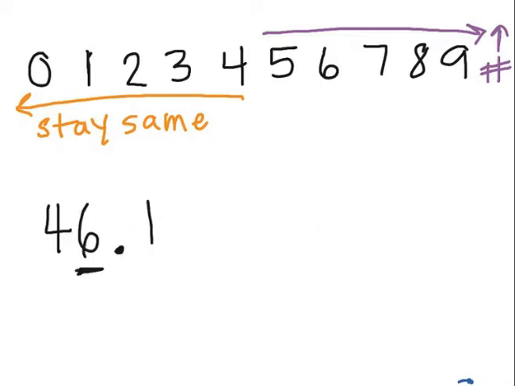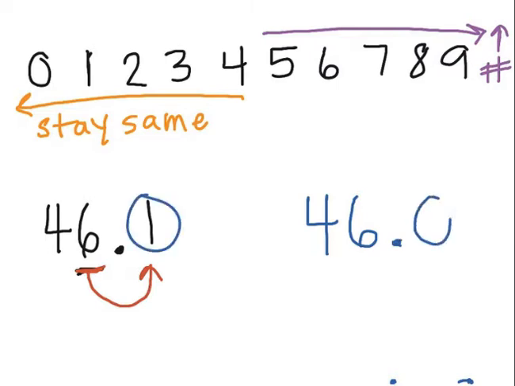Let's do the same thing now, but we're going to use decimals. And look at what place value is underlined, and it's the ones place. So I know that I'm going to look at my 1 to see what my 6 is going to do. Because 1 is so close to 0, my 6 is going to stay the same. So my 4 stays the same. My 6 stays the same. But that little 1 there turns into a 0. So 46 and 1/10 rounds to 46.